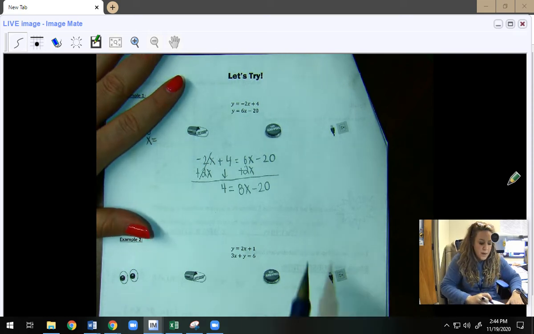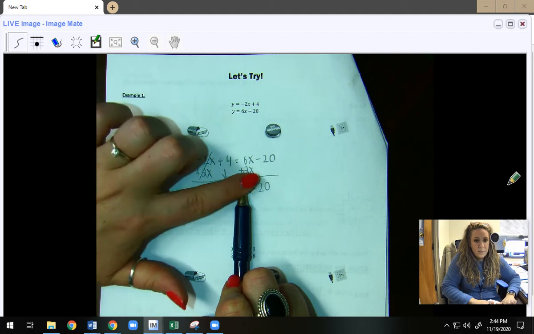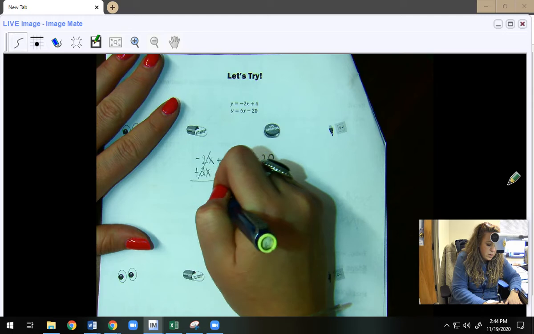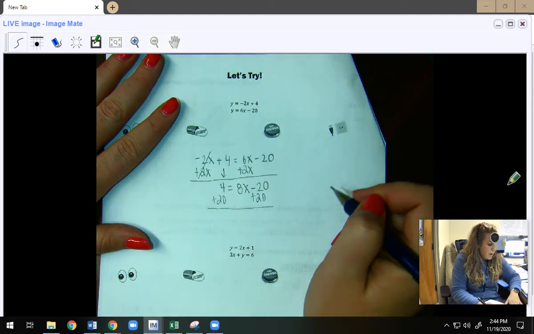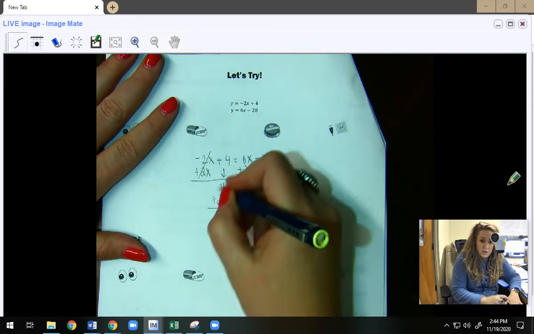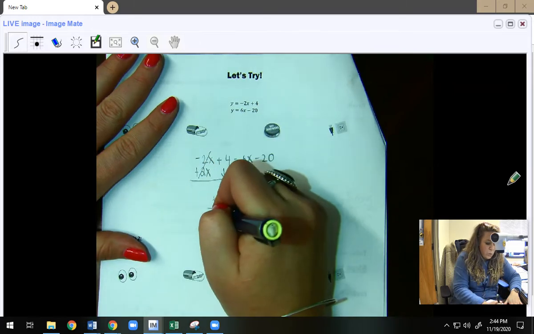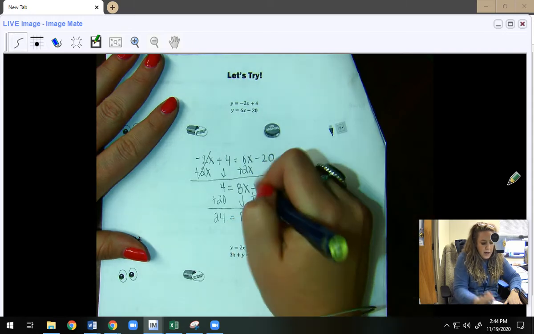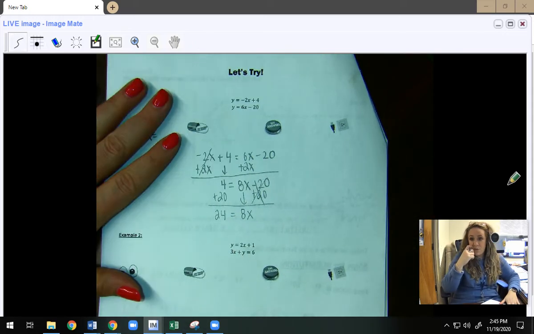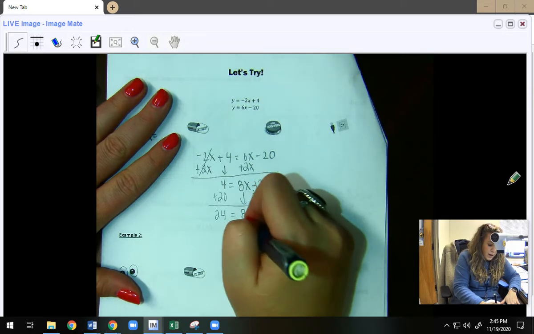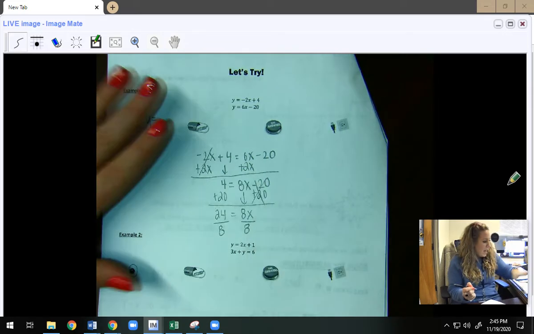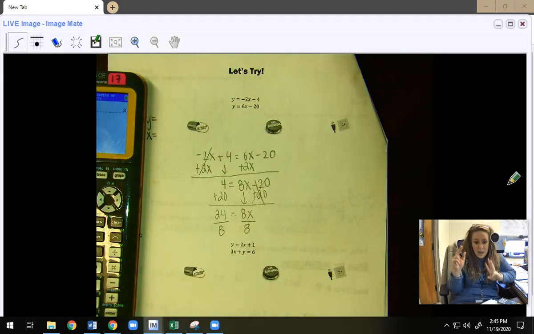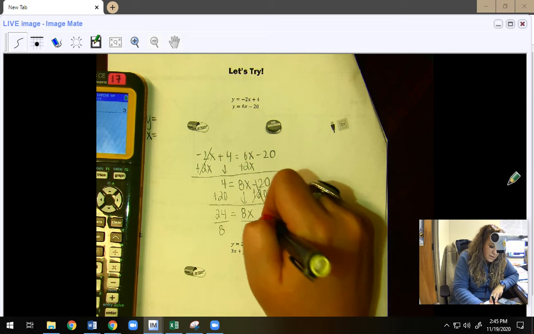Now I have my x's on one side. I need to get the numbers away from it. So I'm going to cover the x because I want to leave it alone. And I want to move this 20. So plus 20, plus 20. I'm going to start left-hand side. So I get 24 equals 8x. Last thing I have to do to get x by itself is divide by 8. Then your handy-dandy calculator will tell you 24 divided by 8 is 3. So I get x is 3.